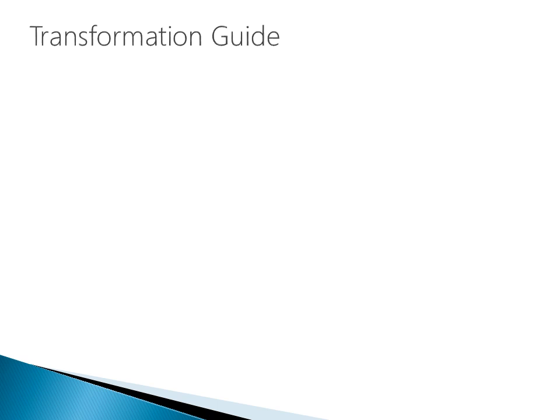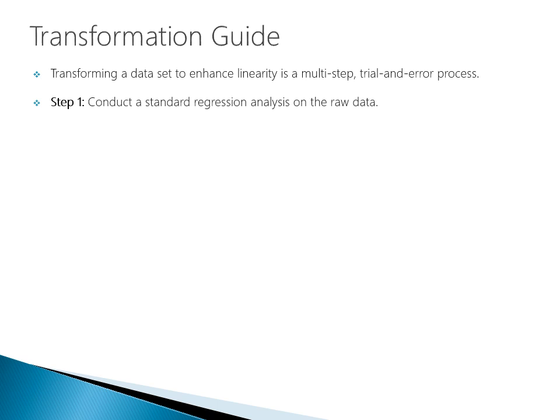I wanted to take a little time to create a transformation guide to help aid with the process of deciding when to use transformations to achieve linearity and how to evaluate it. Transforming a data set is a multi-step trial and error process. And this is just a general guideline that you can use to help you when you're confronted with this issue. The first step would be to conduct a standard regression analysis on the raw data. Don't do any linear transformations whatsoever.